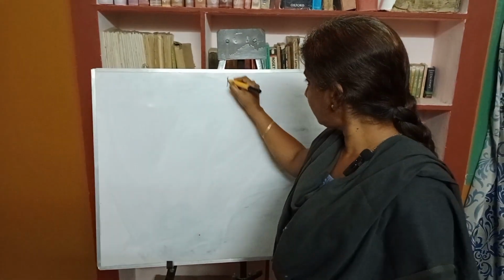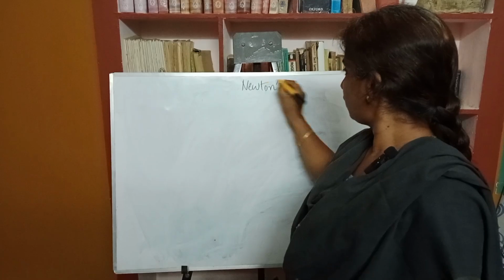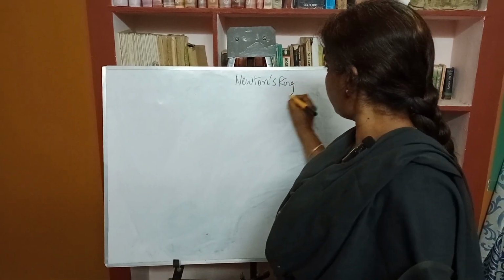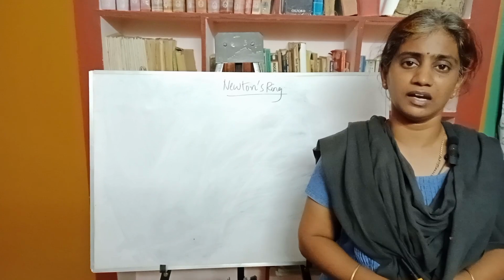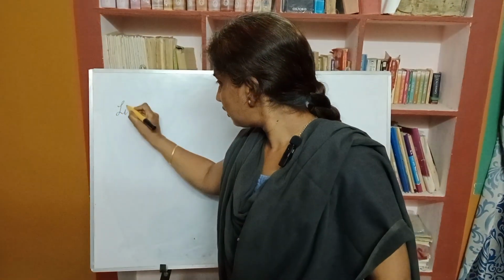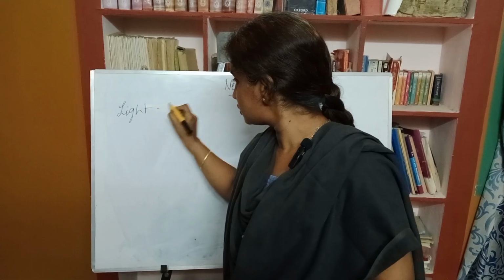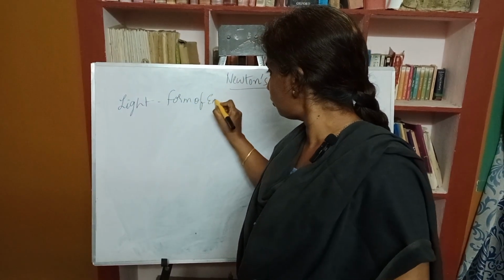Today we'll be learning about the concept of Newton rings. Okay. So for Newton rings, what is that we need to know? We should know about what is light and what are some of its properties, right? So what is light? We all know light is a form of energy. Then what is Newton rings got to do with light?